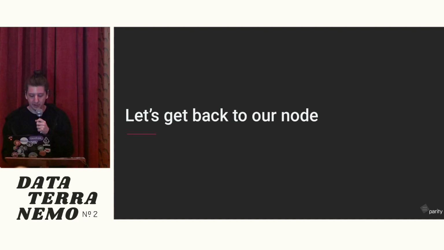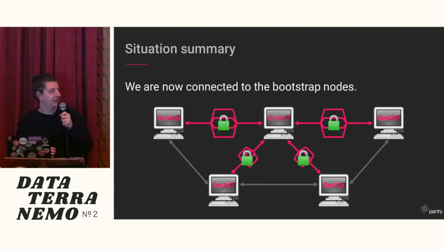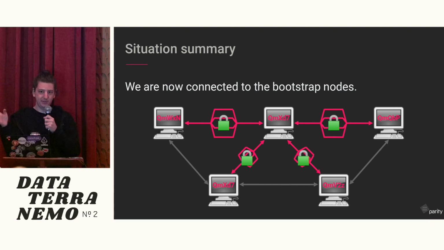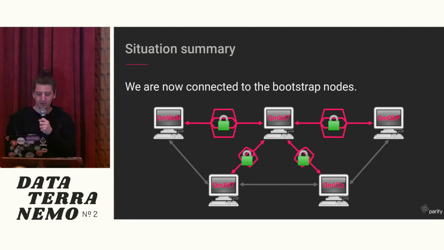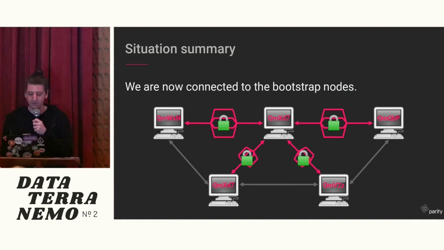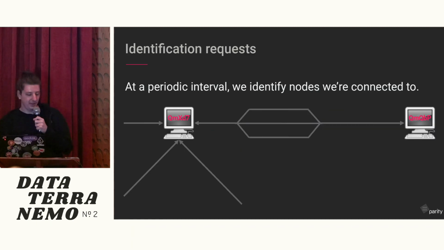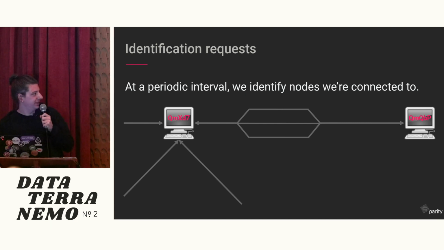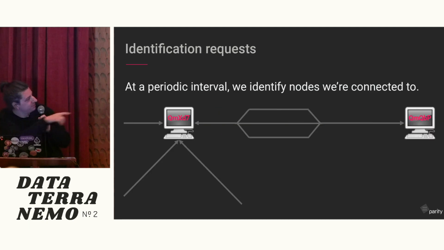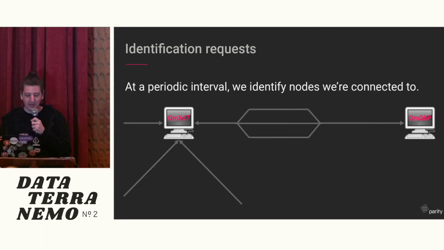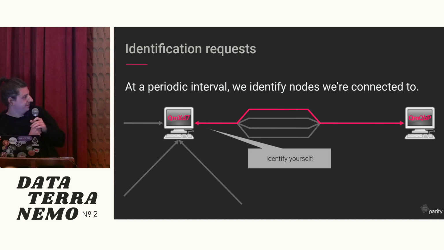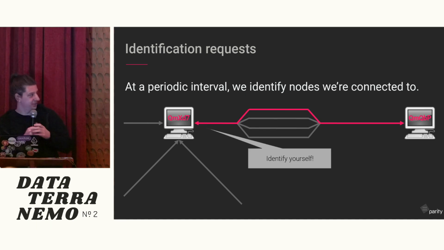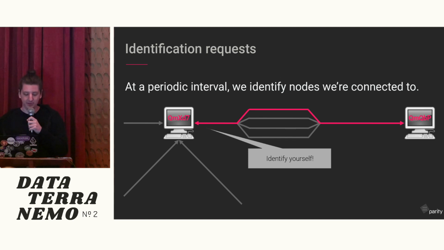So let's get back to our node. As I demonstrated, you establish connections to other nodes that you know of. You are now connected to all your Bootstrap nodes, assuming you have 4 Bootstrap nodes, that's 4 connections. What libp2p does is at a periodic interval, you identify the nodes that we are connected to. So that's a zoom of the previous slide. The way we do that, we open a substream. So remember, we have a multiplexed connection. We open a substream. Hey, please identify yourself.